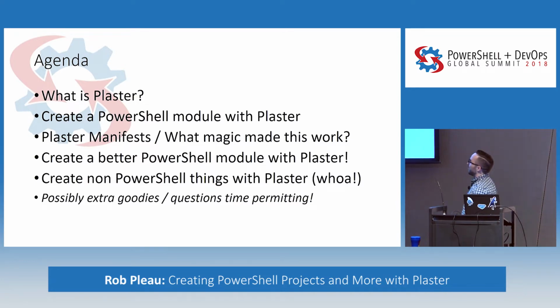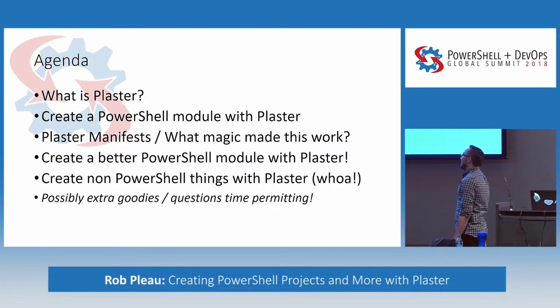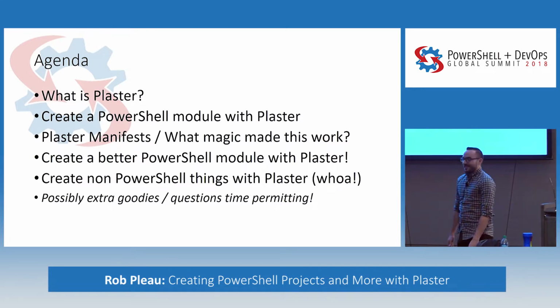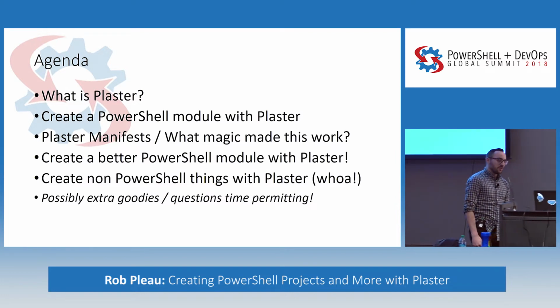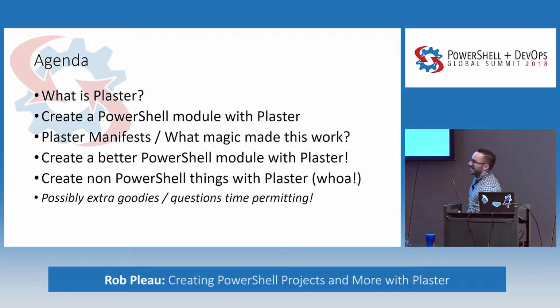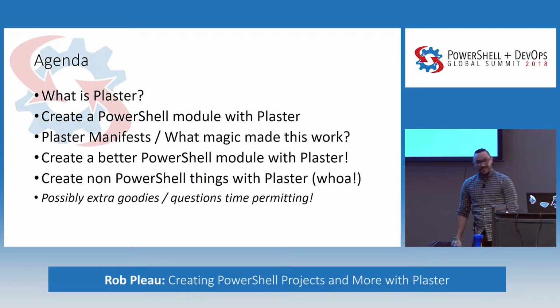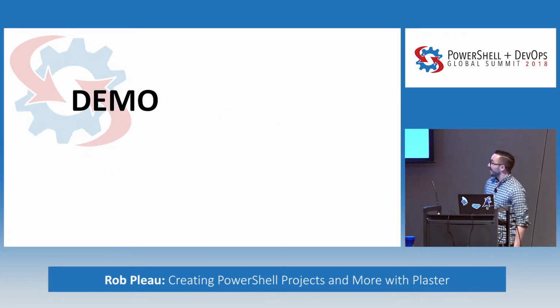So what did I do? I actually started writing my own scaffolding, and it was about, I think, a week later at the Boston PowerShell user group, I learned that something existed called Plaster, and I just decided to scrap what I worked on and use that instead because this was already done. So let's get to the code.